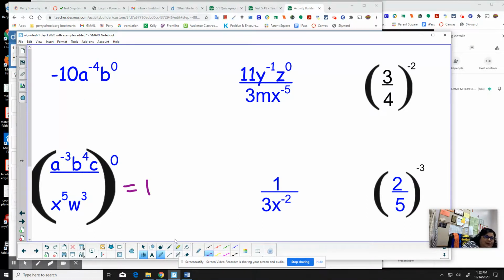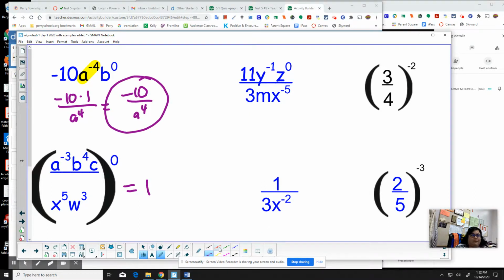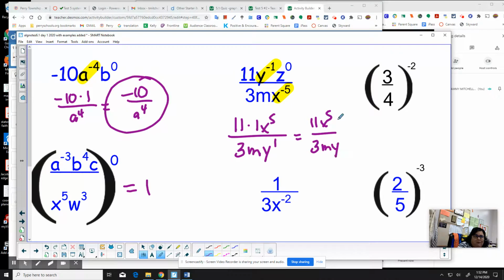So my unhappy is here, but B to the 0 is 1. So this is negative 10 times 1 on the top, and a to the fourth goes to the bottom. So that's negative 10 over a to the fourth. Here we have some unhappy, so we're going to move them around. And we have z to the 0, so that's just 1. So on the top, we've got 11 times 1, 3m. I'm moving x to the top and y to the bottom. So 11 times 1 is 11, x to the fifth, 3my. That's my answer.